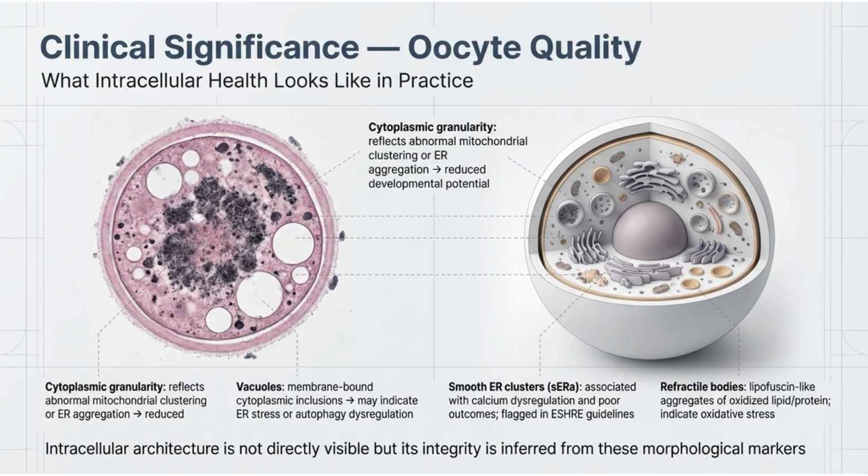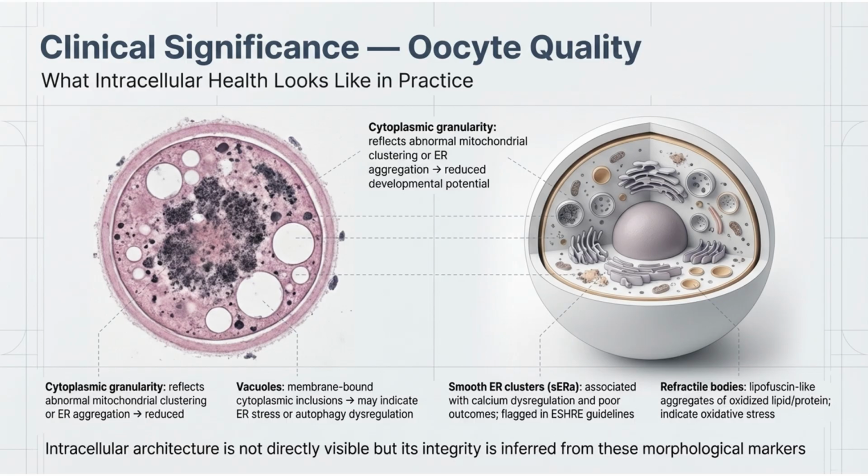Vacuoles are membrane-bound, fluid-filled inclusions in the cytoplasm. Their presence can indicate endoplasmic reticulum stress, a state where the endoplasmic reticulum is overwhelmed by misfolded proteins and responds by forming abnormal membranous structures, or dysregulated autophagy, where the normal process of organelle turnover has become pathologically active. Small numbers of small vacuoles may be inconsequential, but large or numerous vacuoles, particularly those that persist after fertilization, are associated with poor developmental outcomes.